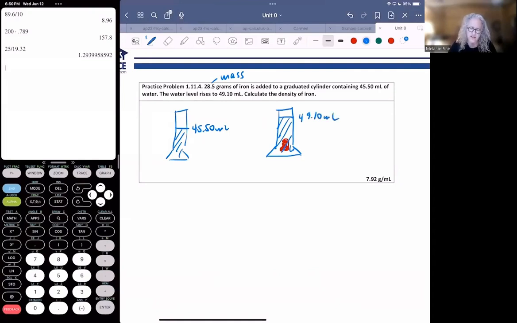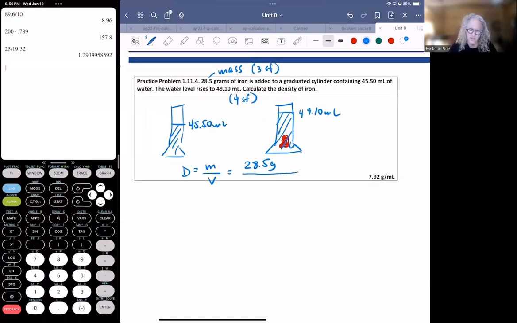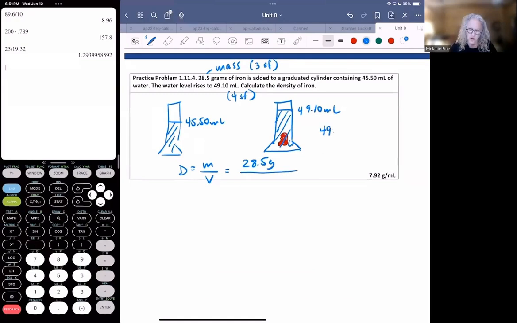They want us to calculate the density of iron. So again, density is mass divided by volume. We know that the mass is 28.5 grams. By the way, that's 3 sig figs, right? And this is 4 sig figs. You divide that by the volume. The volume here is not the volume of the water, it's the volume of the iron. And the way we get the volume of iron is we take the volume before and after it is submerged in water. So it's 49.10 milliliters minus 45.50 milliliters.